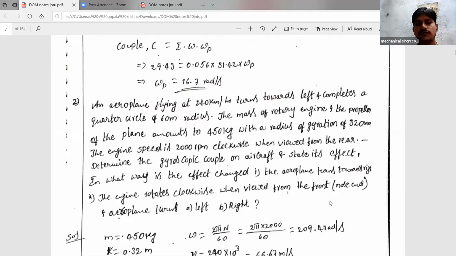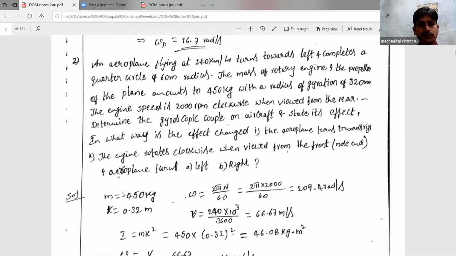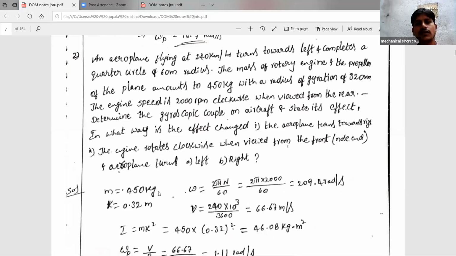So first, all of you write the given data. Observe that M is the mass of our engine and propeller, so 450 kg. Radius of gyration is 0.32. And next, the speed is 2000 rpm.